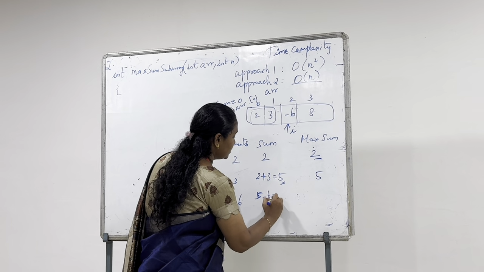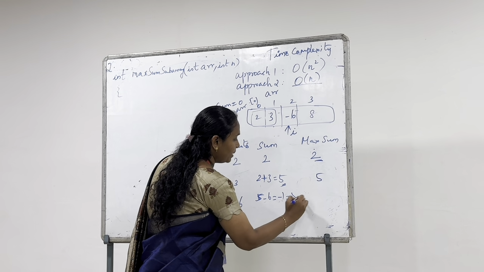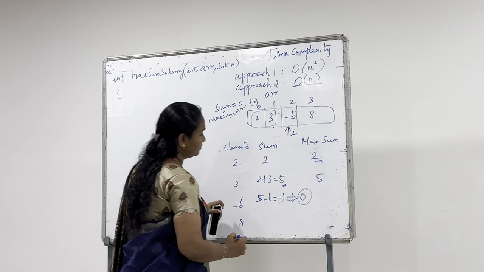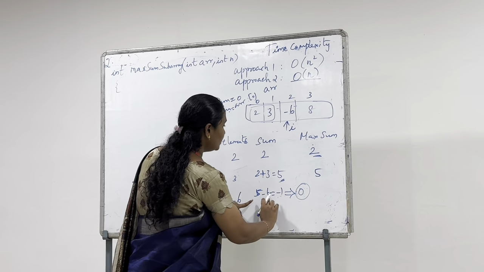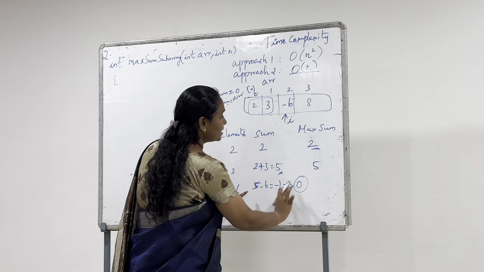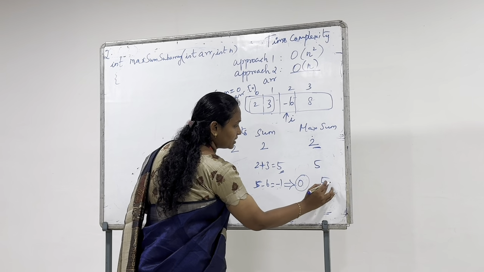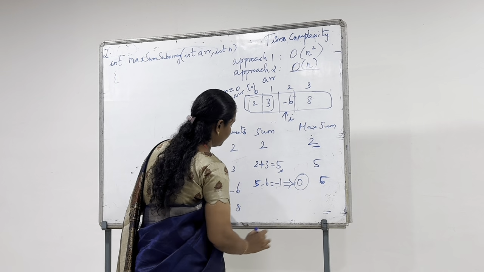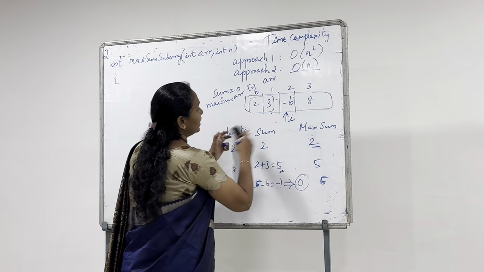So 5 minus 6 is equal to minus 1, and we are going to make this 0. Now the current maximum sum still is the same, still 5. And then i gets incremented.